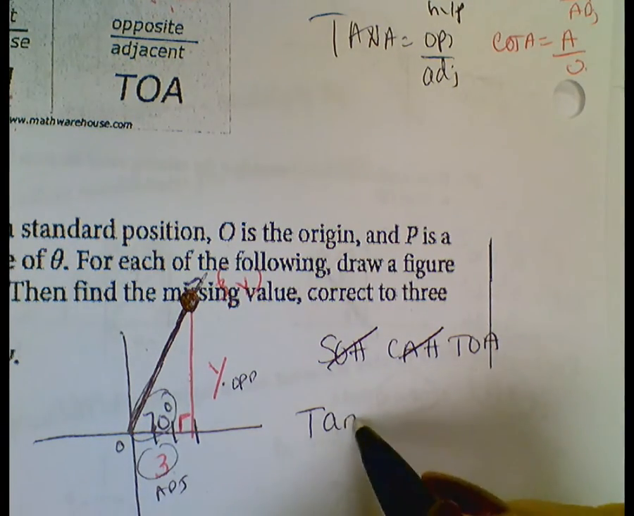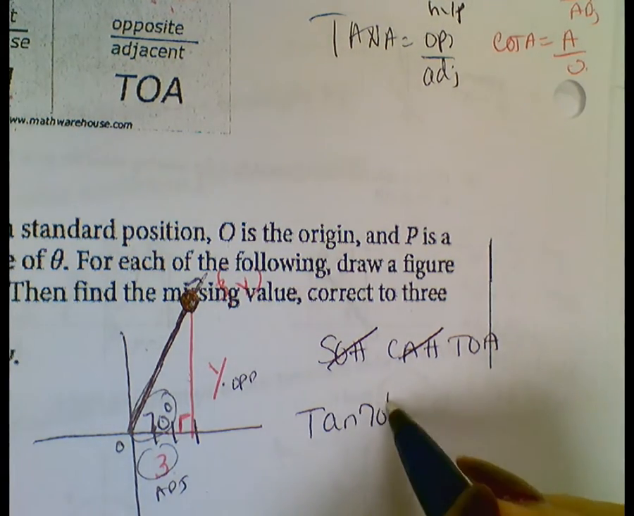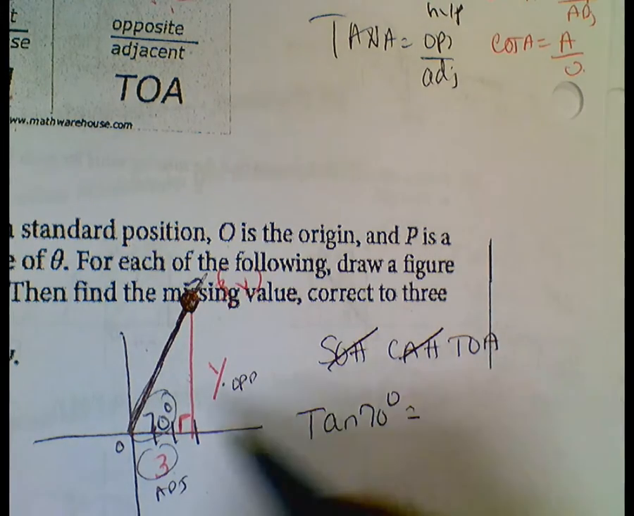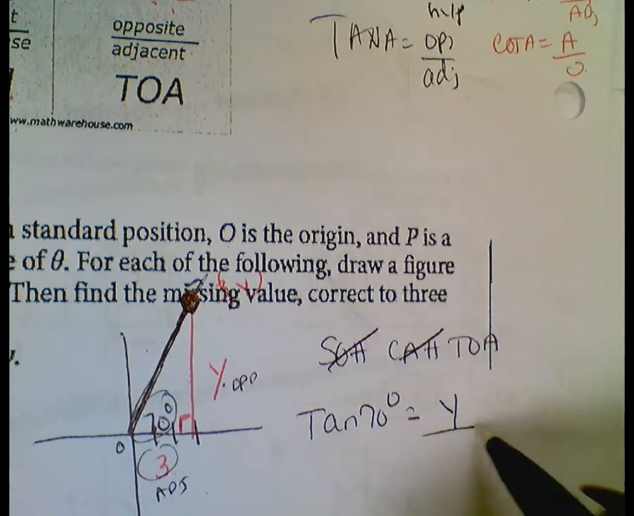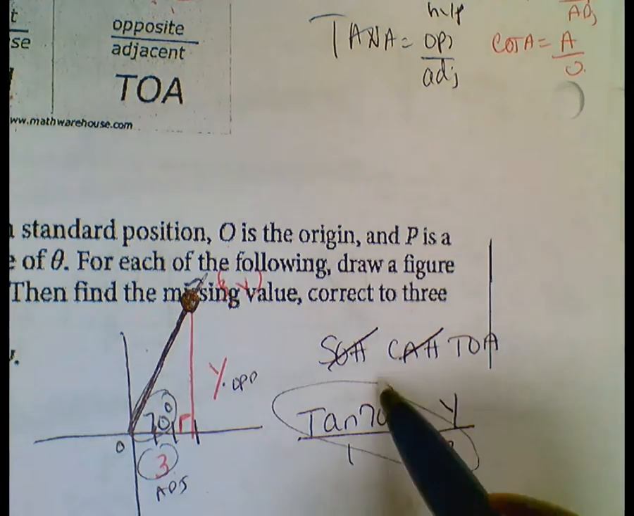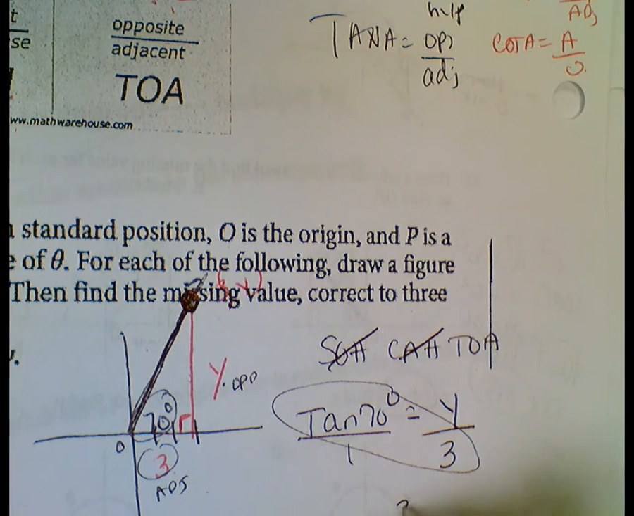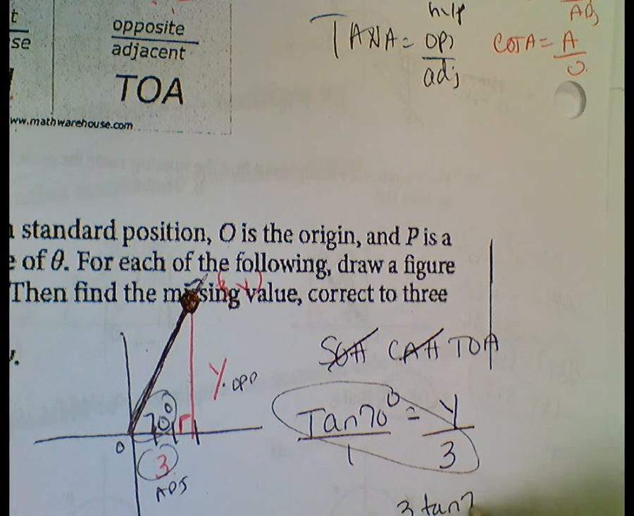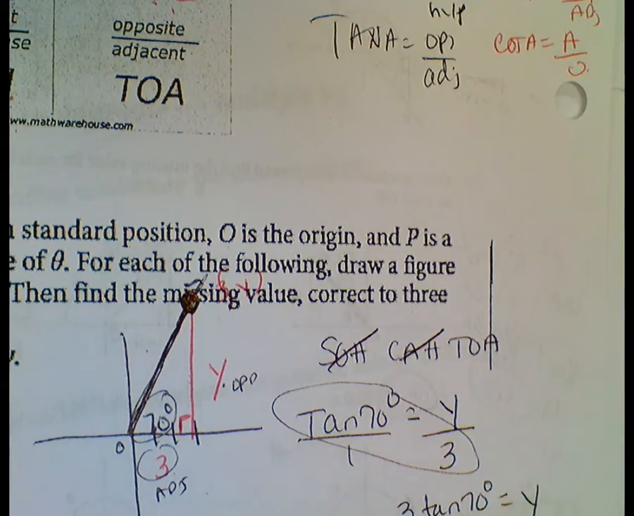You're going to go tangent of the angle 70 is equal to opposite, which is y, over the adjacent, which is 3. Since this is really over 1, we can just cross multiply. So this means that 3 tan 70 is equal to y. And you're going to punch that into your calculator.